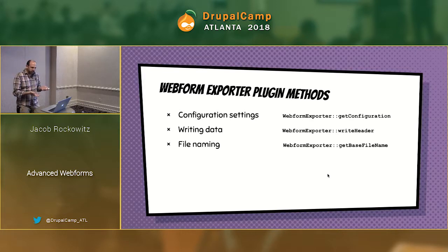And we're getting a lot simpler because there's three key things to think about. The configuration behind the exporter, what you're going to write out, like header, footer, record, and if you have files associated with that handler, how you're going to do the file naming convention.